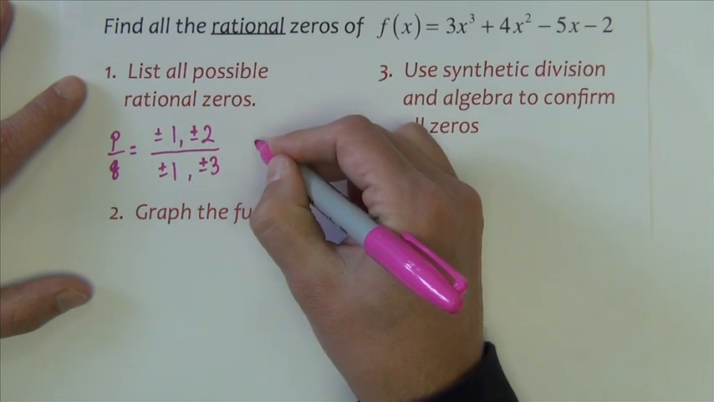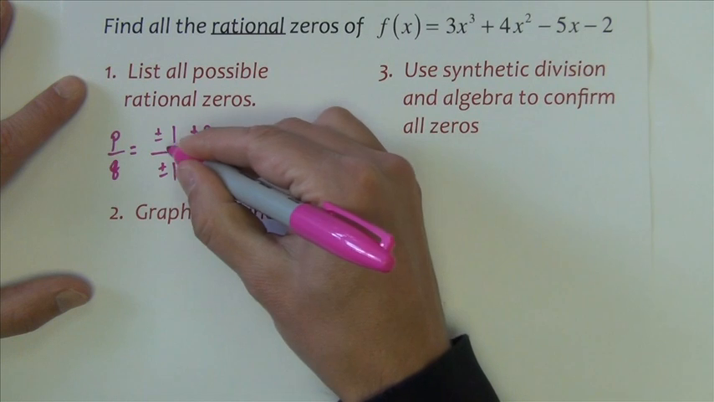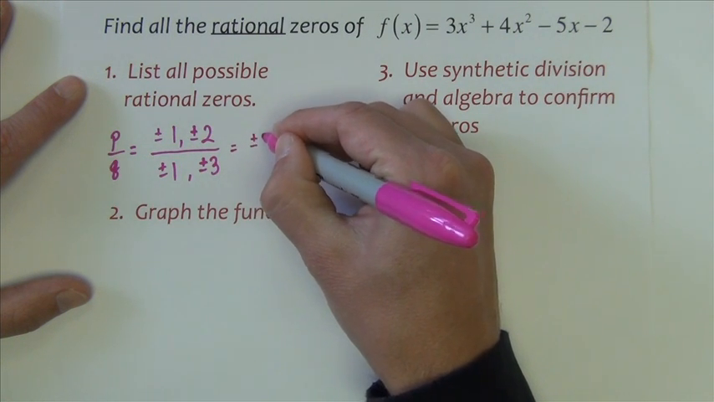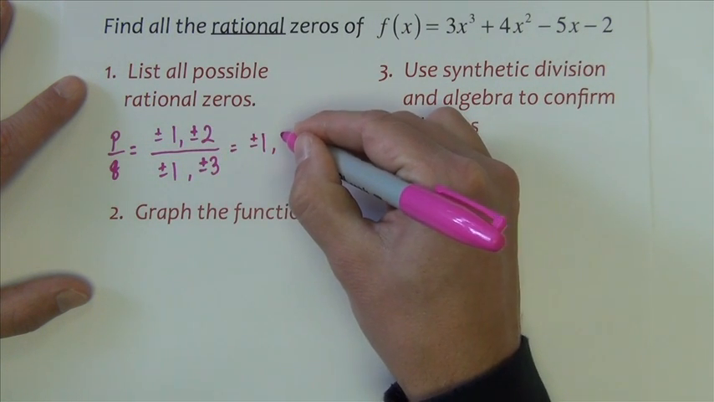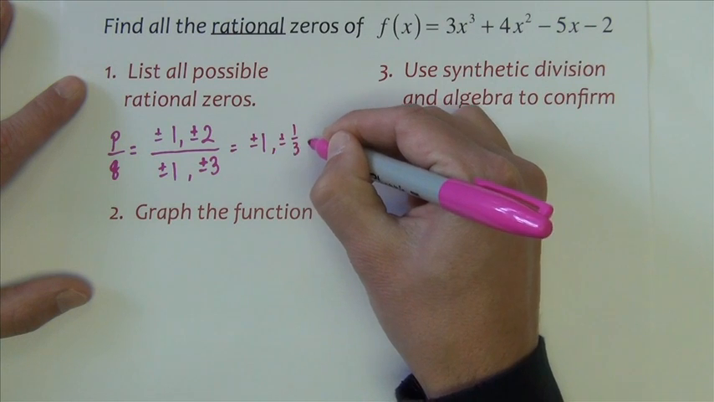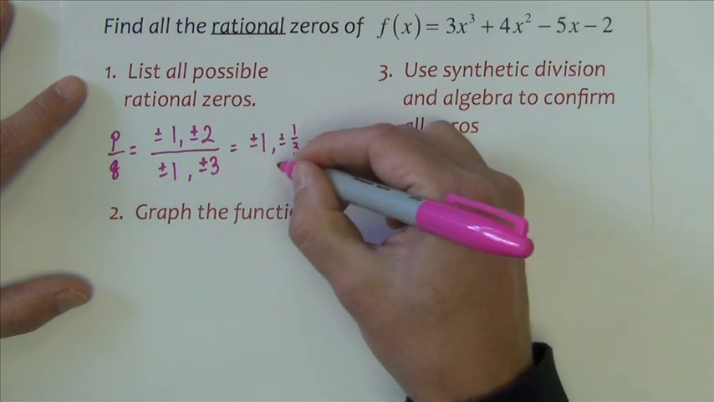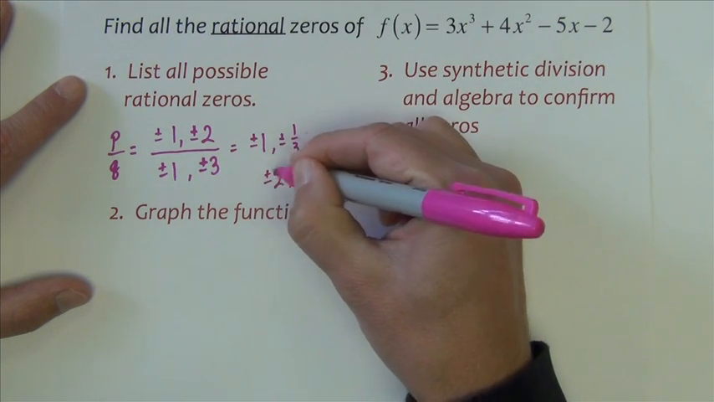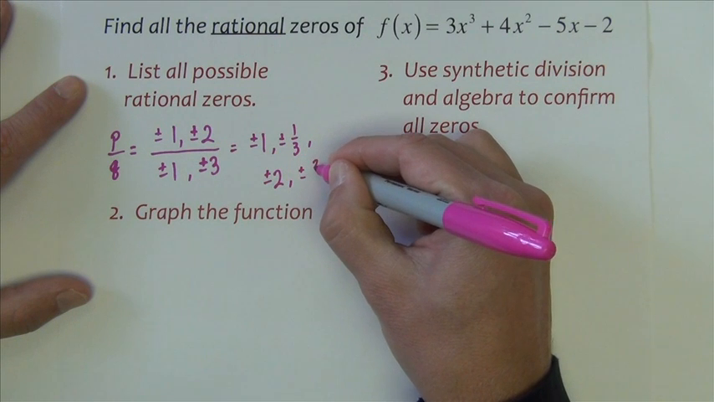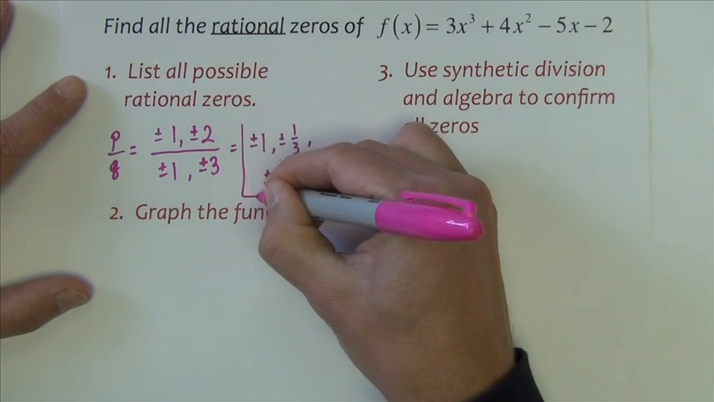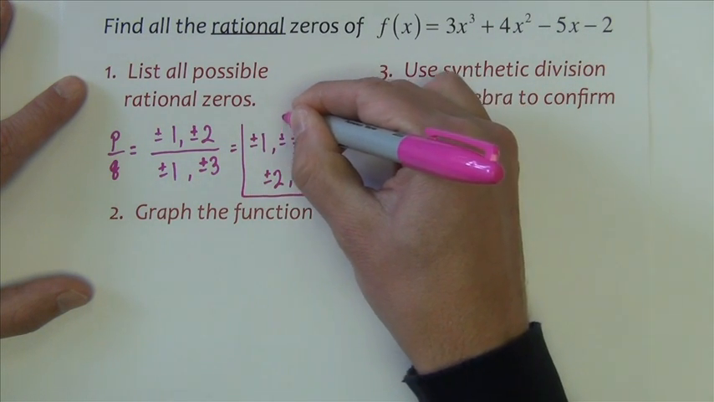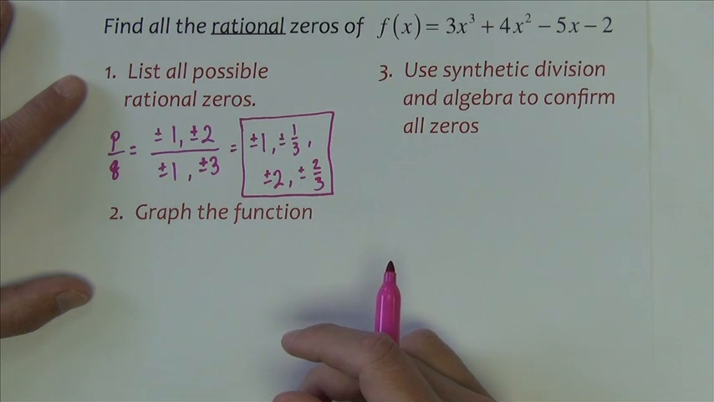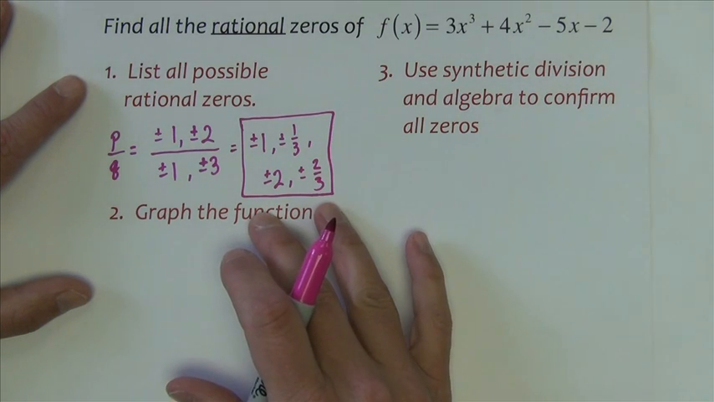And if we want to write out a fuller list, I would have 1 divided by 1 is 1. 1 divided by 3 is 1/3. 2 divided by 1, 2 divided by 3. Okay, there's my list of possible zeros. There are 8 of them.